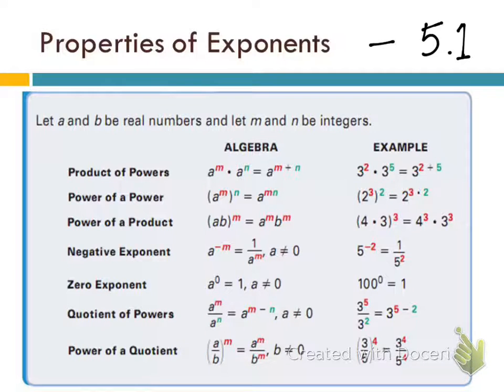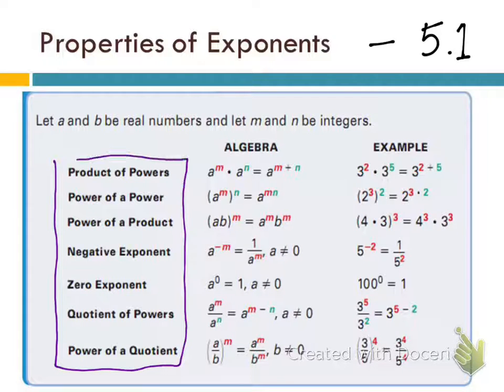So, properties of exponents, you should have seen this in Algebra 1. You don't have to have the names memorized. For these names, there are 7 of them. You do not need to memorize them, so don't memorize the names. Those are just fancy ways of telling you all of these.